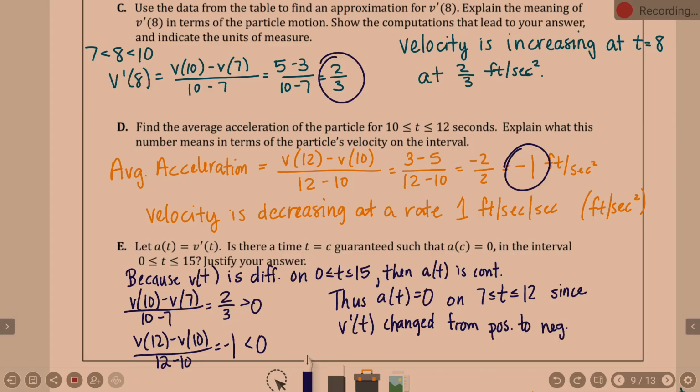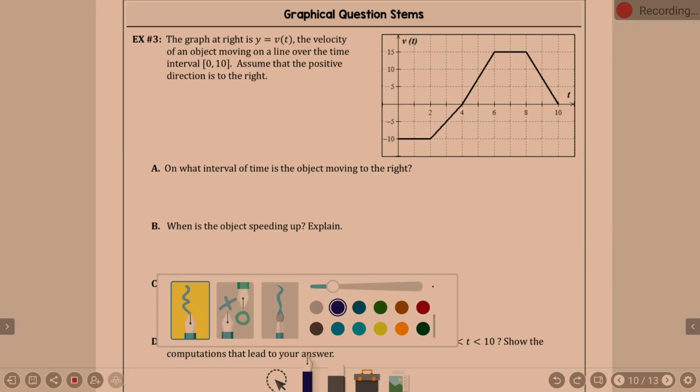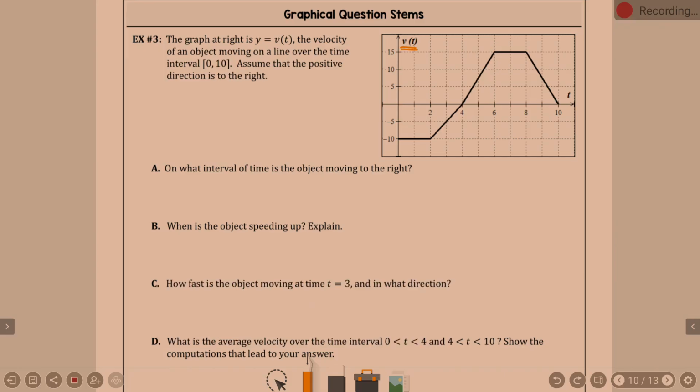Okay, now we've got a graphical stim to look at. I cannot recommend enough, always notice what is this a graph of, because they will try and trick you in so many ways. It will always be labeled and it will always say, or at least one or the other.